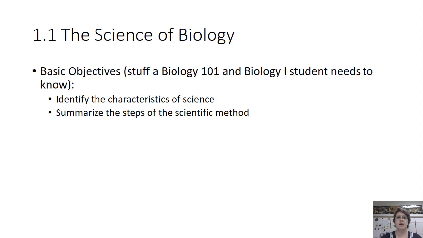So the first thing that we're talking about in this first section is called the science of biology, and there's some basic stuff that a basic entry-level biology student would know, but also that a freshman or sophomore level biology student would know. So a little bit of this is review, and then we'll get into some of the advanced objectives. The two basic objectives we have: being able to identify the characteristics of science, which we went over a little bit, and being able to summarize the steps of the scientific method, which we did also go over the first day, but I just want to review a little bit more.